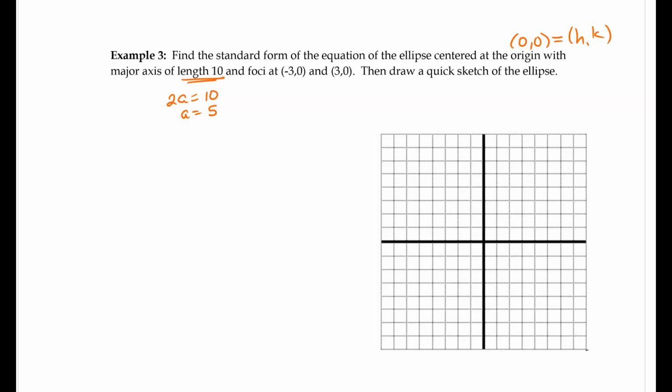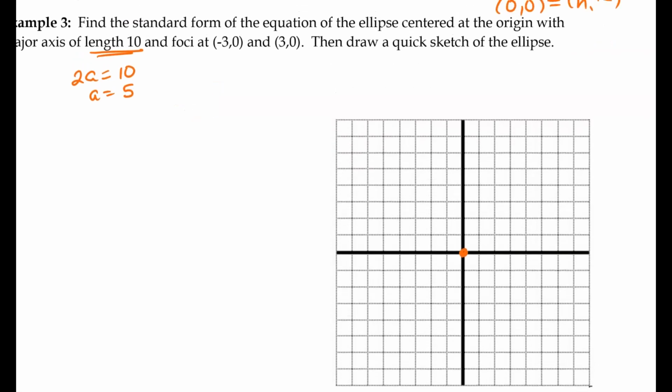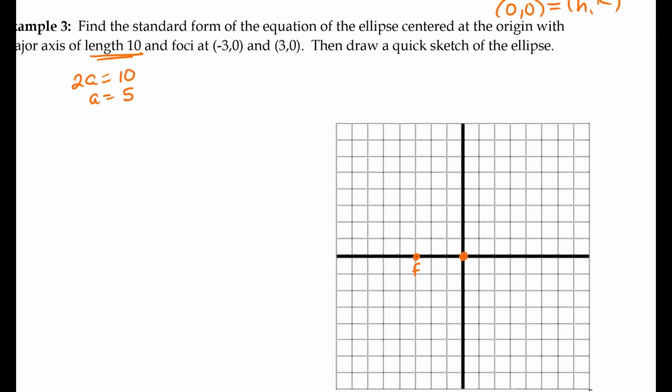So here's what we need to do. We need to do a quick graph so we understand where everything is located. So the center is at 0, 0. Okay, we're going to put the foci in, and they tell us that's at negative 3, 0, one focus, and then at 3, 0, another focus. Now remember, the focus is going to give you the value of c. And notice where that's going. It's going horizontally. So that means our major axis is going to be horizontal.